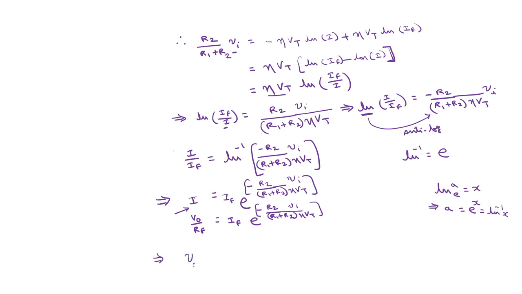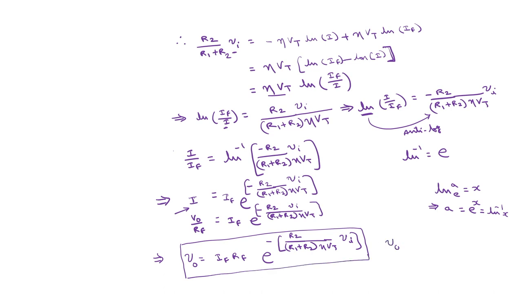Implies what is the expression for V naught? IF RF times anti-logarithm, or exponential function, of minus R2 by R1 plus R2 times VI over eta VT. This is the expression for the output of the given circuit. Here output V naught is proportional to e to the power of VI. This e is nothing but anti-logarithm. So this is called anti-logarithmic amplifier.